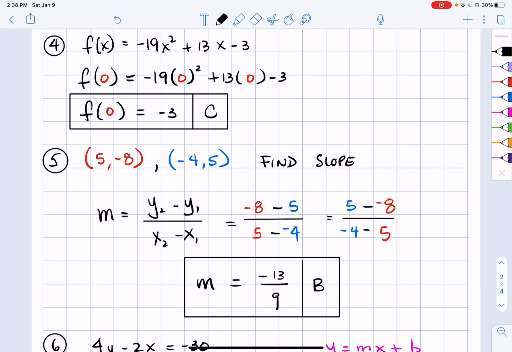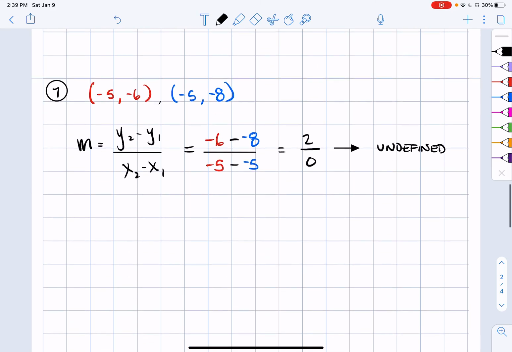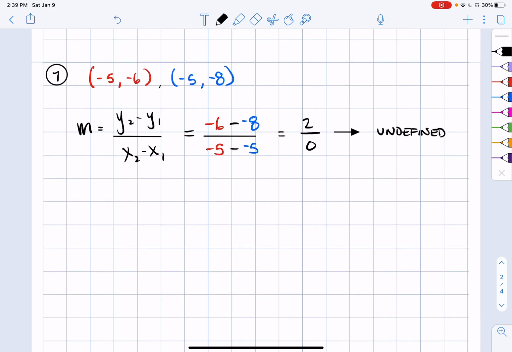So like number 5, if you were to plot that in your head, you'll notice that going from left to right it's going to go downward, so I know I'm going to have a negative slope. Whereas number 7, I'm going to see that it's a vertical line, so I know it's going to be an undefined slope. So that is going to be choice D. So let's try that. There we are. All right, and let's draw this line right across. Boom, right there.